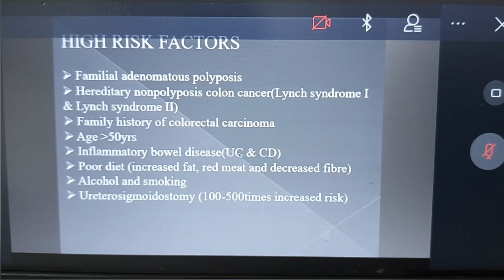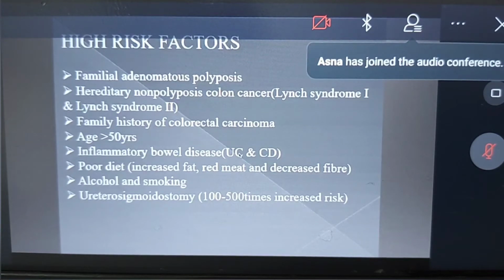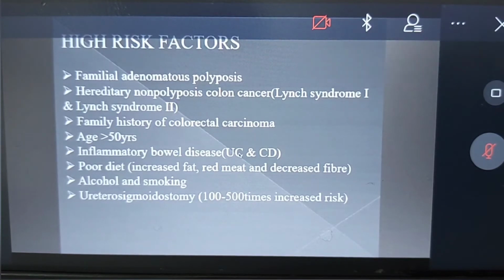These are the high risk factors for colon CA. First, familial adenomatous polyposis. Hereditary non-polyposis colon CA is either Lynch syndrome 1 or 2. Family history of colorectal carcinoma, age more than 50 years old. Inflammatory bowel disease, either ulcerative colitis or Crohn's disease. Poor diet, which is high in fat and red meat and low in fiber. Alcohol and smoking, and patients who have had ureterosigmoidostomy, which carries a 100 to 500 times increased risk.